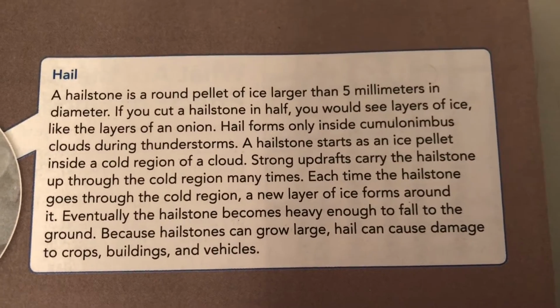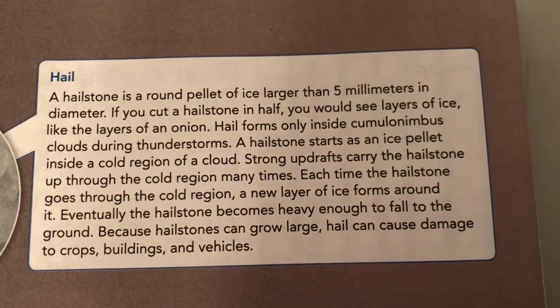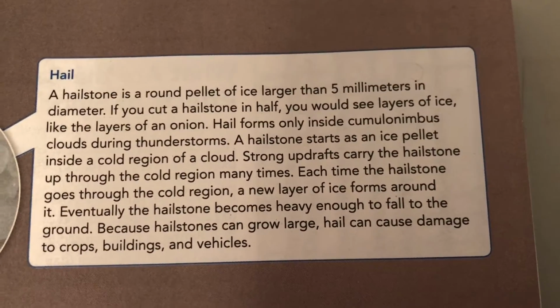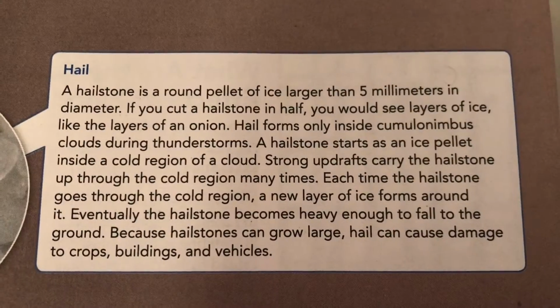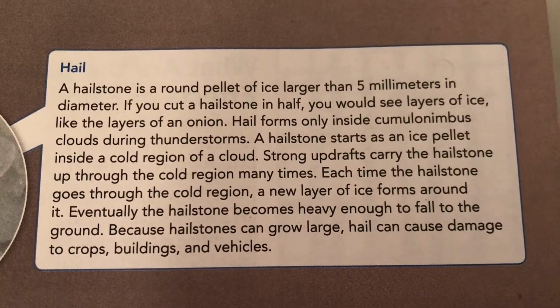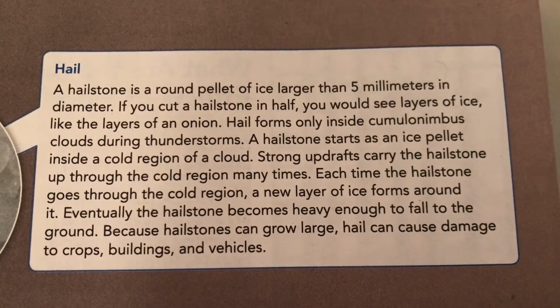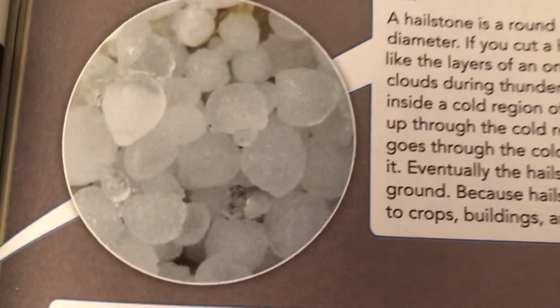Let me say it again. Each time a hailstone goes through the cold region, a new layer of ice forms around it. So it gets thicker and thicker. Eventually, the hailstone becomes heavy enough to fall to the ground. Because hailstones can grow large, hail can cause damage to crops, buildings, and vehicles. There's a picture of hailstones.